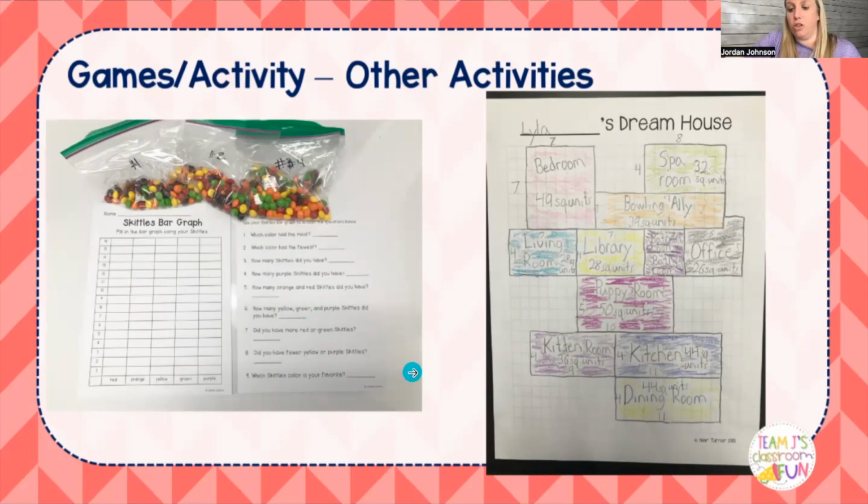Same thing here. This is the dream house. I found this from Blair Turner's TPT store. This is one of my favorite activities. One of the schools I was at, we taught area and perimeter. So for this, the kids would make their dream house and they love doing this. Now, part of making the dream house is not just designing it, but you also have to figure out the area of each room and then the total area of your house.